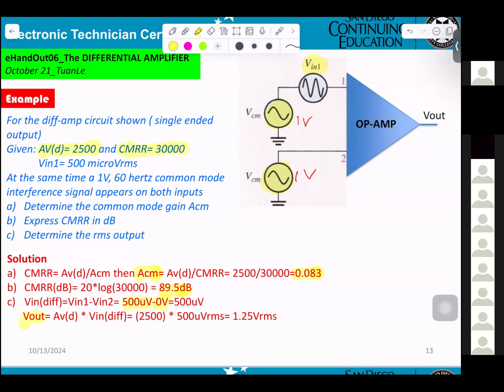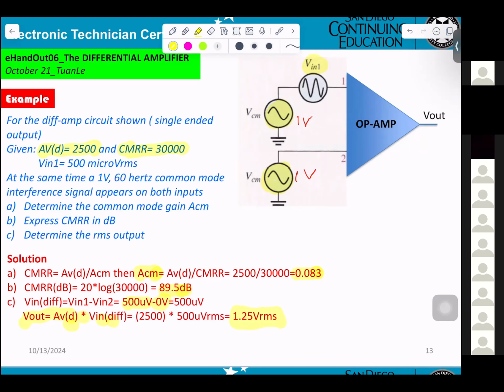V out equals AVD times V in differential. You take 2500 times 500 microvolt. You can get 1.25 V RMS.